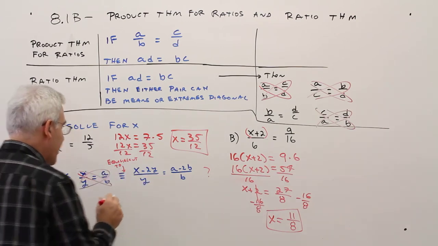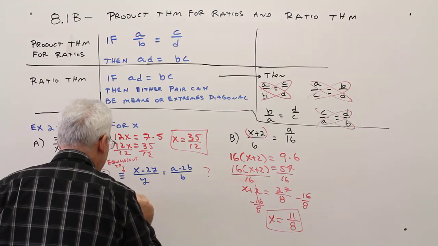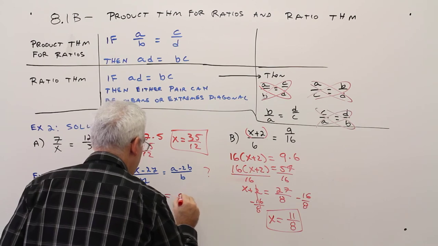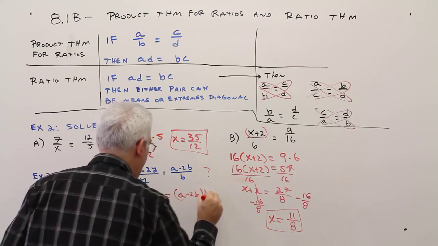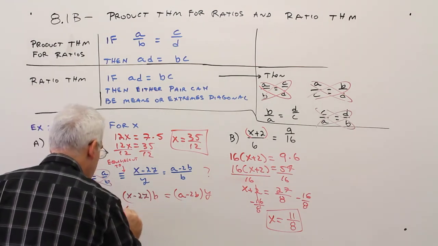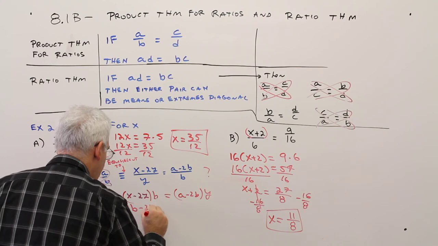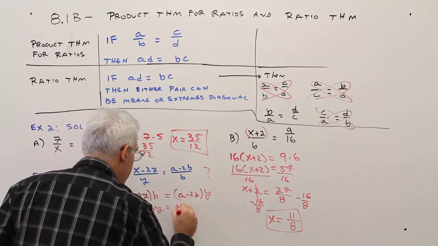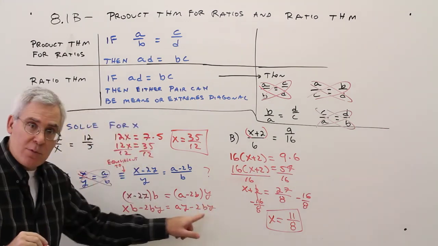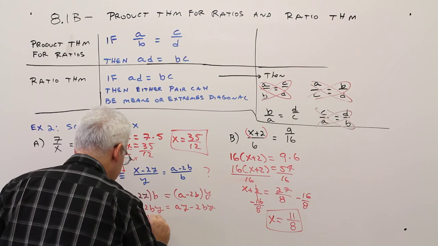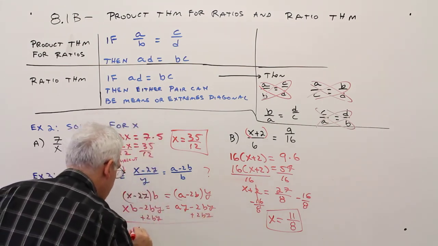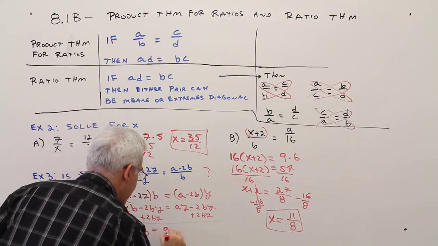Okay, so I'll just cross multiply. So (x minus 2y) times b would equal (a minus 2b) times y. Distribute the b, distribute the y. xb minus 2by equals ay minus 2by. Add the 2by to each side, and obtain xb equals ay.